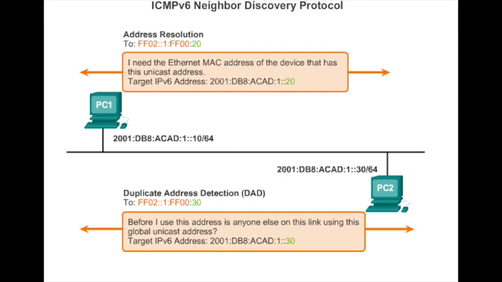Neighbor solicitation and neighbor advertisement messages are used for address resolution and duplicate address detection. The address resolution is used when a device on the LAN knows the IPv6 unicast address of a destination but does not know its Ethernet MAC address. The duplicate address detection is used when a device is assigned a global unicast or link local unicast address, and it is recommended that duplicate address detection is performed on the address to ensure that it is unique.